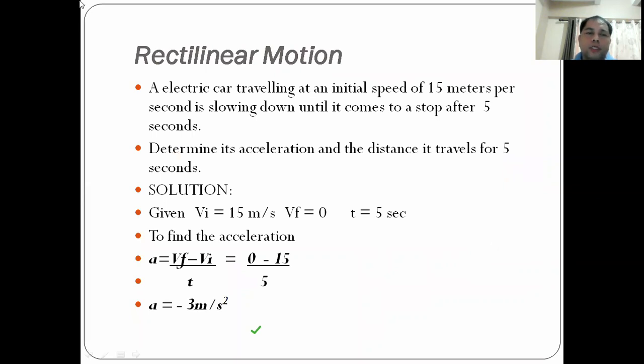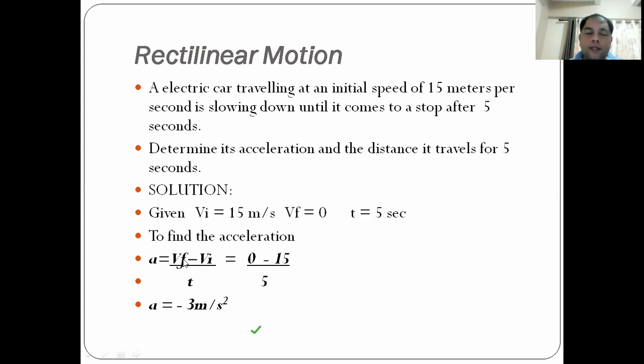So on rectilinear motion, we have an electric car. Supposing it's traveling at an initial speed of 15 meters per second, and it's slowing down. It is decelerating, as they call it, until it comes to a stop after 5 seconds. So we are to determine the deceleration, or the acceleration of the body, but we will see here that the acceleration will be negative because it is a slowing down process. And the distance that it travels for the time of 5 seconds.